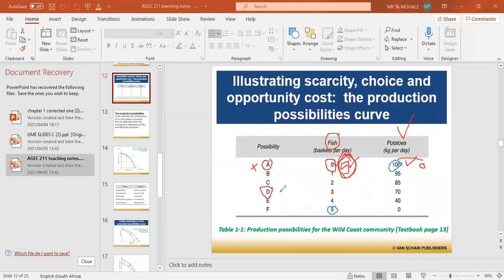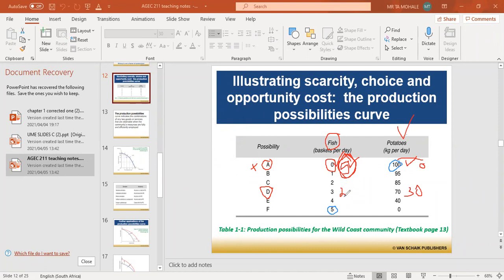So when you calculate opportunity cost at combination D, you will take the maximum for fish, which is 5. You will say 5 minus the value at that combination, which is 3. 5 minus 3 is 2. And then the maximum of potatoes is 100. Therefore, you take 100 and subtract the value on this combination, which is 70, and you will remain with 30. This will be the answer. You will say, the opportunity cost of combination D is 2 baskets of fish per day and 30 kgs of potatoes per day.